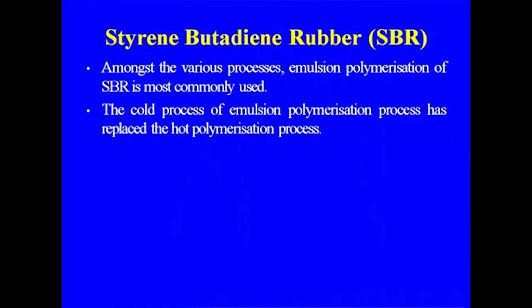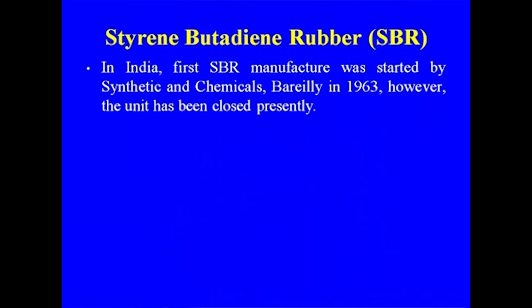Amongst the various processes, emulsion polymerization of styrene butadiene rubber is the most commonly used method. The cold process of emulsion polymerization has been replaced with the hot polymerization process. As I told you, in India the first SBR manufacture was started by Synthetics and Chemicals in 1963. The unit is now closed because of its own problems. Another important raw material for styrene butadiene rubber is butadiene.